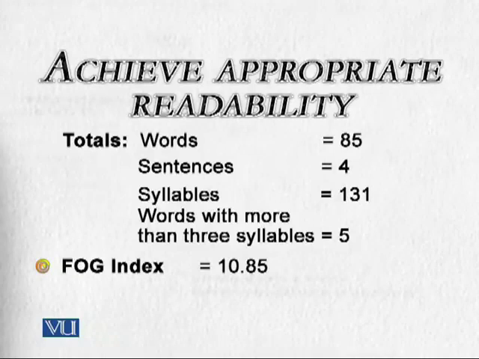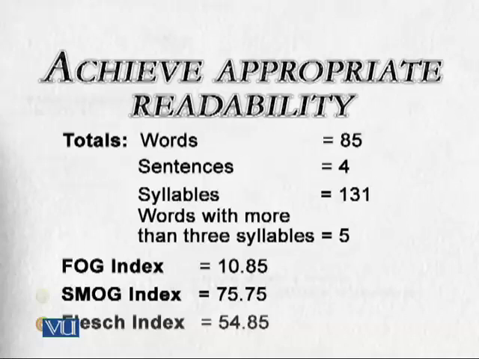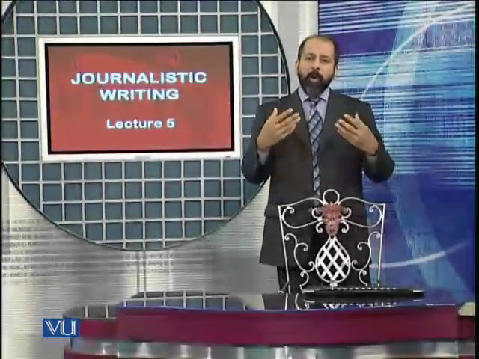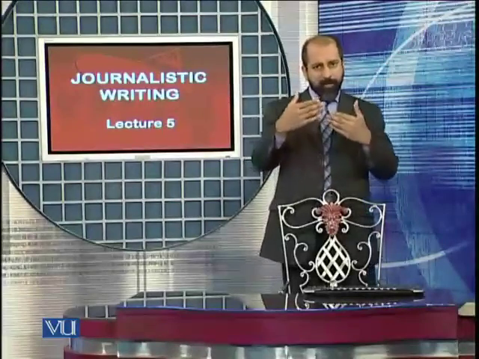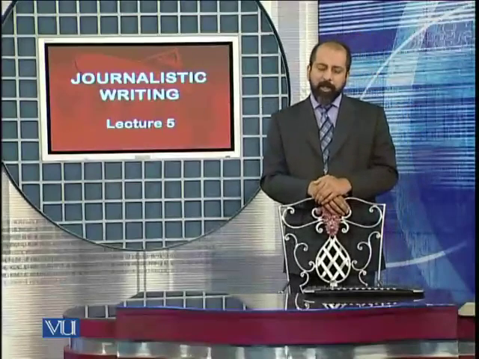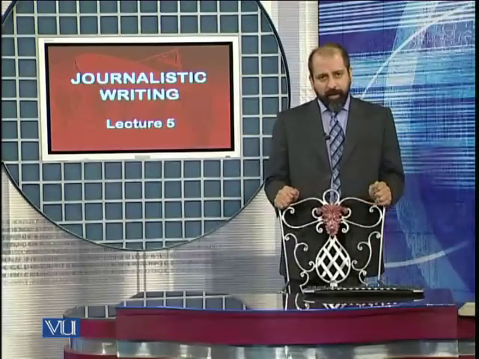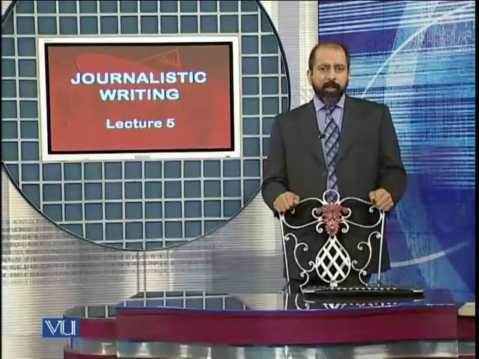10.85 means ideal. So that can be the ratio. Ratio of what? Word and sentence ratio for the education level of your reader. On your screen, you can see SMOG is 75.75 and Flesch Index is 54.85. So you can see the figures. The figures are more towards the balance, or you can say towards the average understanding of your readers. So this is what the application of readability indexes is. Understand these.